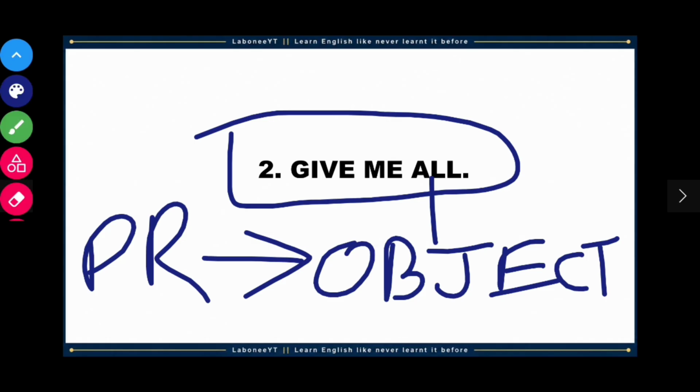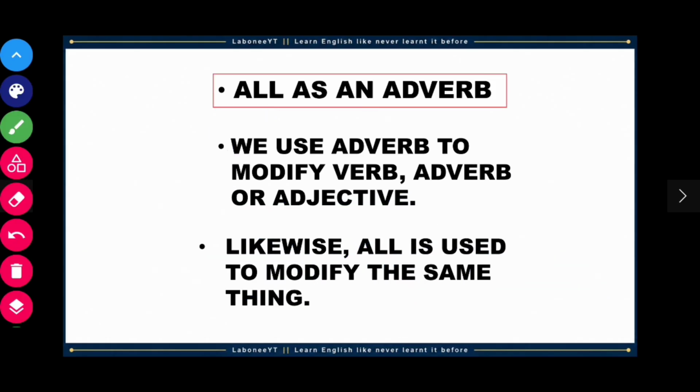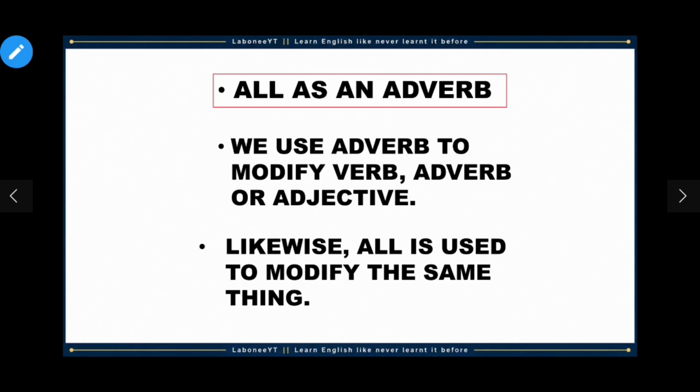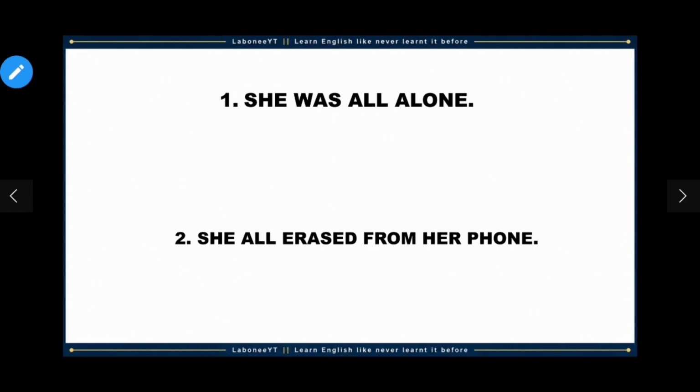Next, we shall talk about "all" as an adverb. Usually we know we use an adverb to modify a verb, an adverb or an adjective. Likewise, in English, "all" is used to modify the same thing. How? Let's take some examples here. Sorry guys, sometimes a slip of the tongue. You can see two examples. She was all alone. She all erased from her phone.